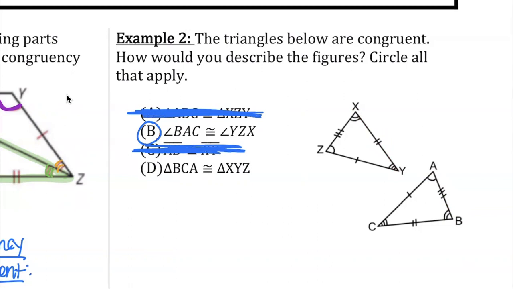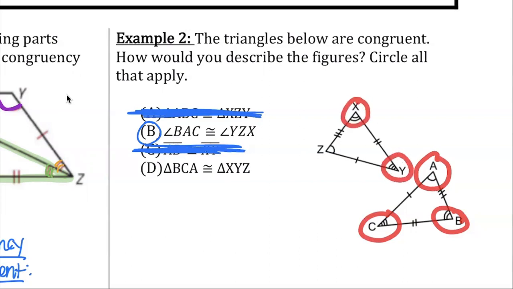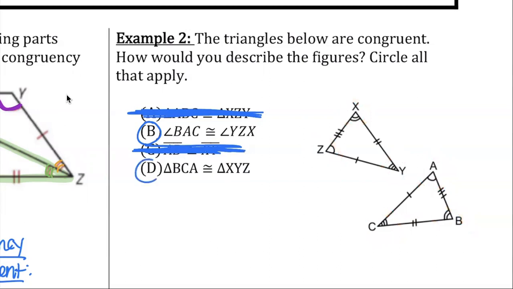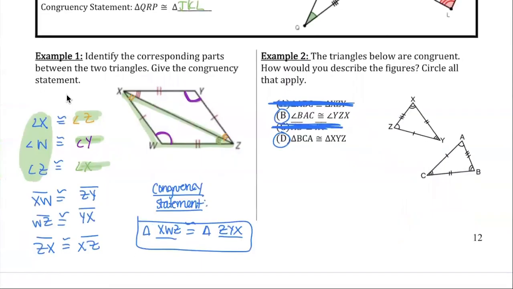Now, my last one here, we have another congruency statement. We're saying BCA is congruent to XYZ. So let's check. If I go B to C to A, that's 2 tick marks to 3 to 1. So my other triangle, if I go 2 to 3 to 1, it is XYZ and that matches. So that is true. All right. We've got one more example.